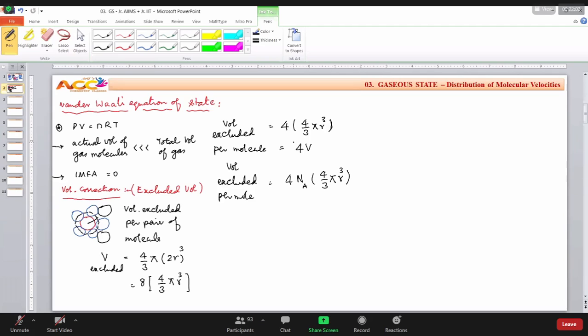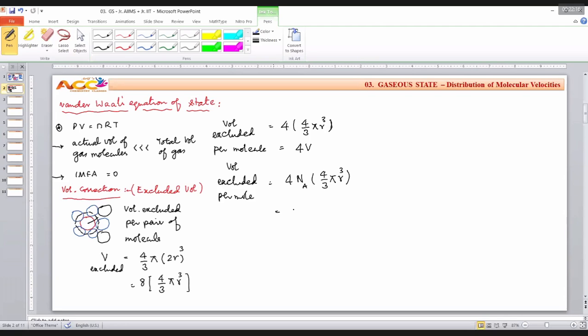For every molecule, how much volume, how much space is not available? Sir, equal to 4 times of my volume is not available. 4 times of my volume is not available. Therefore, for a mole, 4 times of molar volume. Is it correct? This is molar volume. How do you write it? Vm. It is called molar volume.